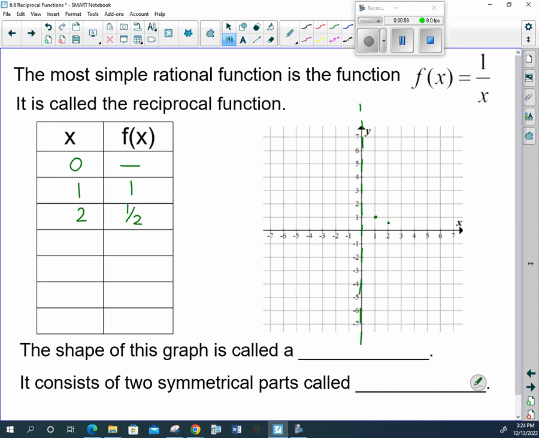So I can see that if I put 3 in, I'm going to get 1/3. That I'm getting closer and closer to the x-axis. So I know I have a horizontal asymptote at y equals 0, and I know that from what we've learned with our other rational functions.